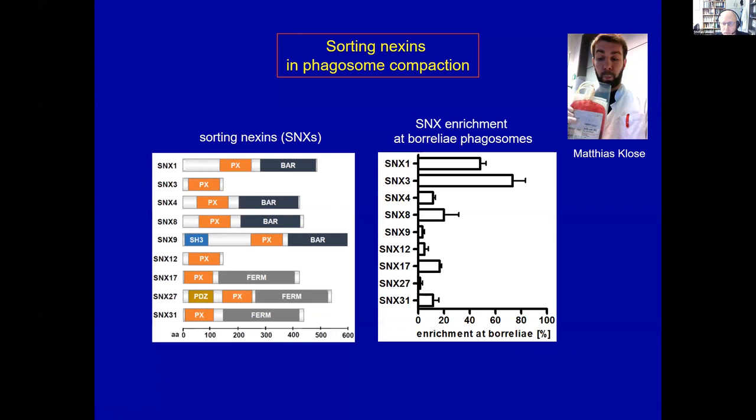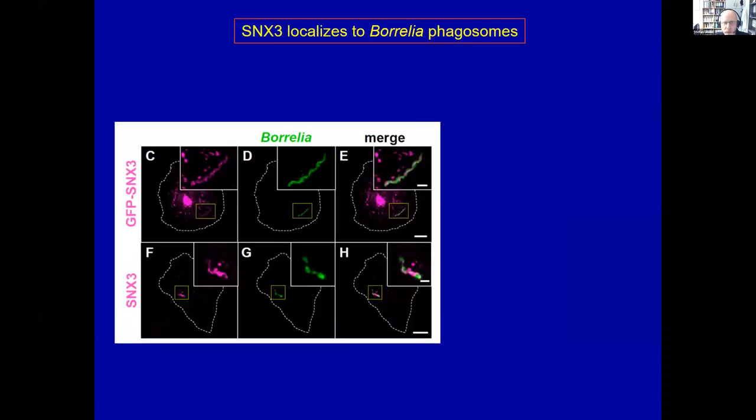Never make such an assumption, because although we found one of those that is involved in membrane tubulation and also has a BAR domain, SNX1, the most prominent SNX to localize at Borrelia phagosomes is also the smallest member of the SNX family, that's SNX3, which basically more or less only consists of a PX domain binding to phospholipids. So this really caught our attention, and Matthias decided to really look at SNX3.